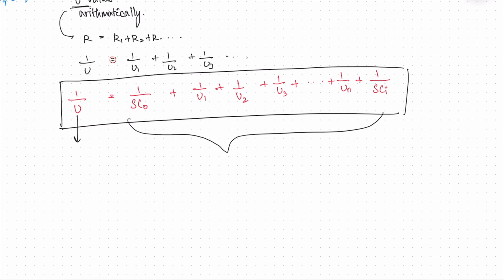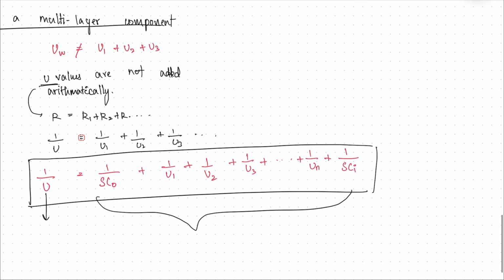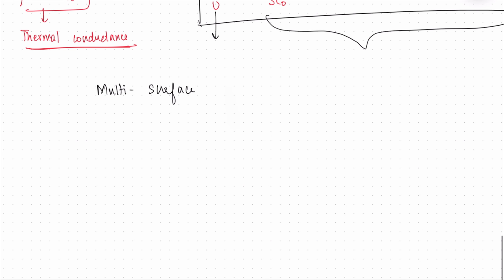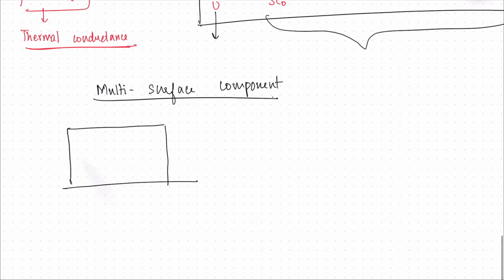Now we talked about a multi-layer component. What about multiple components in a single surface? So what does that mean? Say this is your wall. You have a door and a window. So you have multiple components within a surface. So how do you find the U value here?